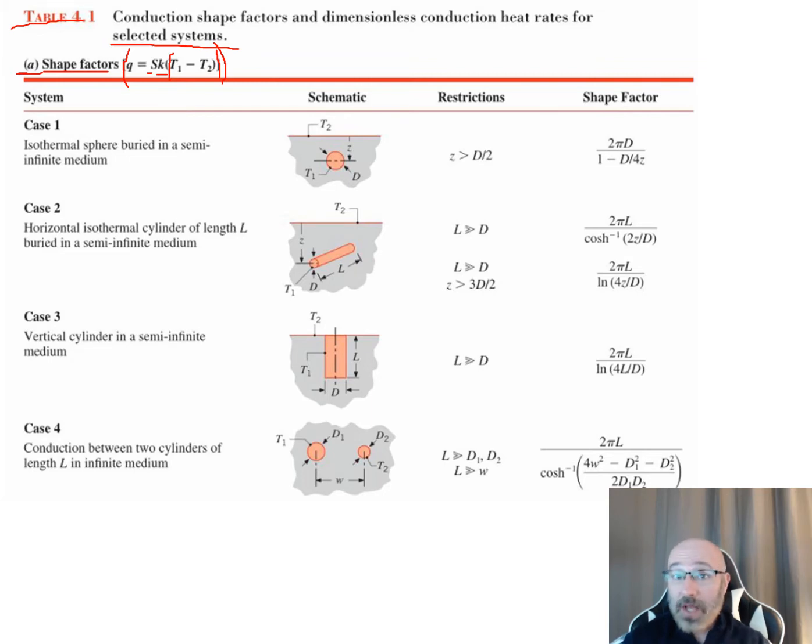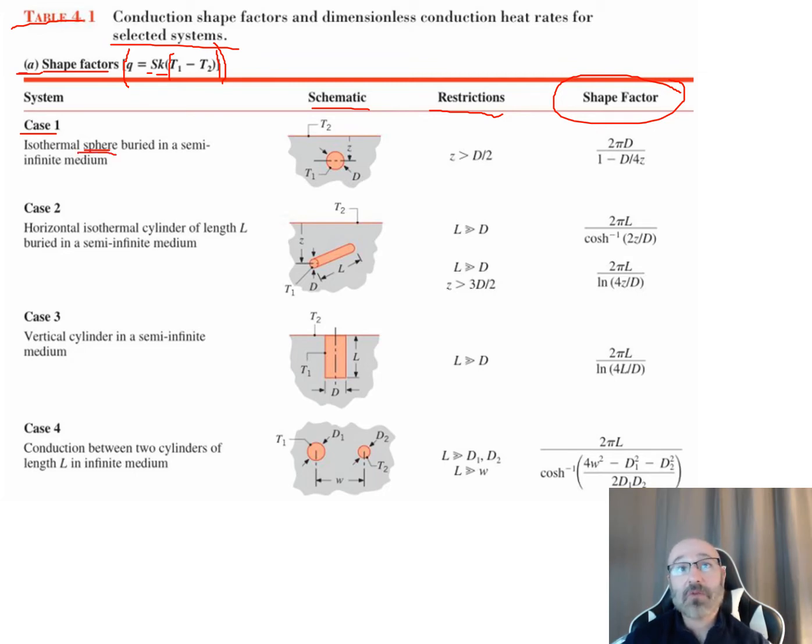So for case 1, we can see over here they tell us exactly what the case is. They give us a schematic, tell us what the restrictions are for that particular case, and then give our equation for the shape factor. Let's take a look at this first one. We have an isothermal sphere, a sphere buried in a semi-infinite medium. Those are things we want to look for in the problem statement as we're solving problems. Is it a sphere? Is it a pipe? Because that's the difference between our case 1 and our case 2. Are we dealing with a cylinder or a sphere? Looking at this diagram, it's hard to tell. It just looks like a 2D end, but this really is a sphere.